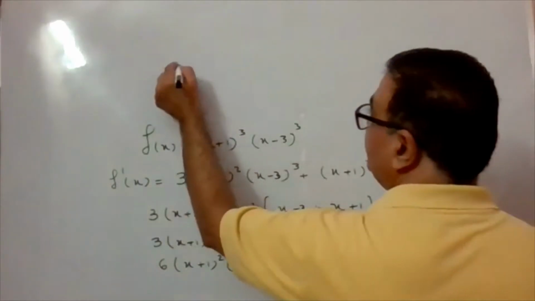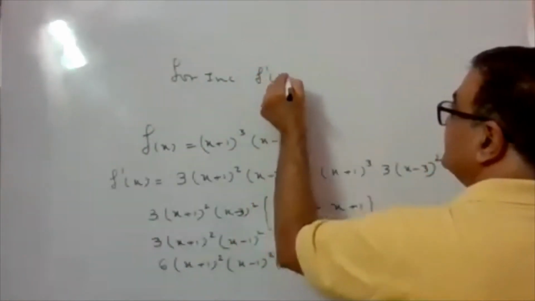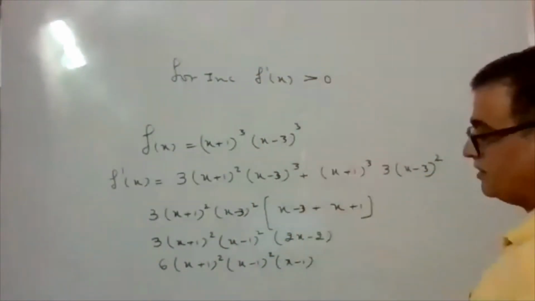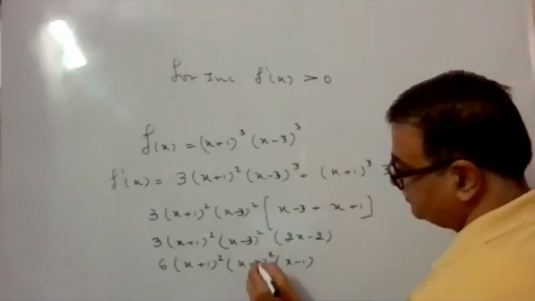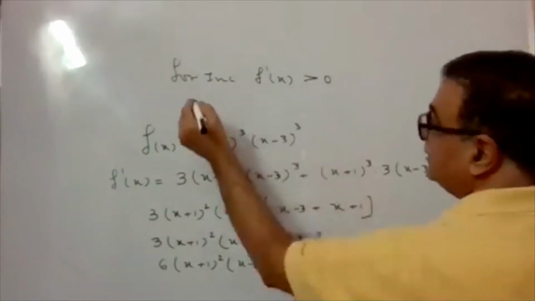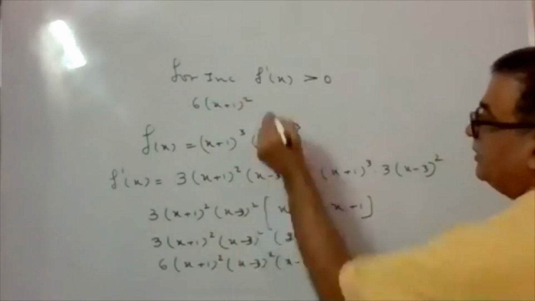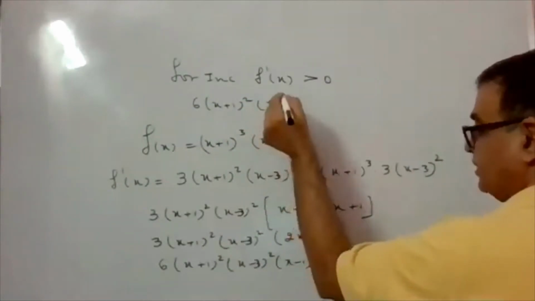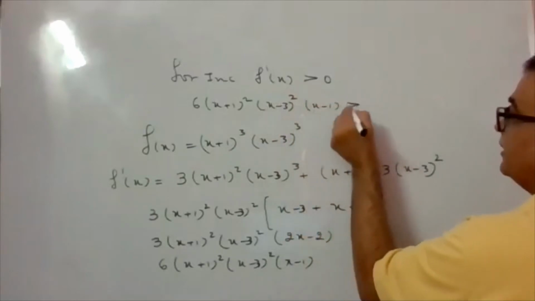Then we go for increasing. But it will be x minus 3. Which one? This one, na? For increasing, we have 6 times (x plus 1) whole square, (x minus 3) whole square, and then (x minus 1) coming greater than 0.